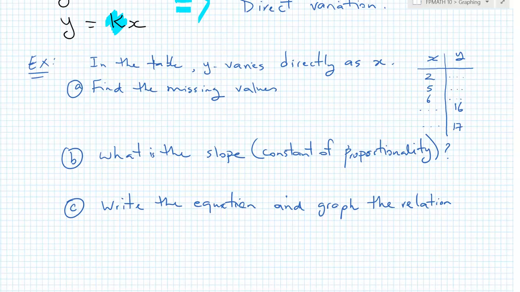We have a table which is given to you right here, and it tells you that y varies directly as x. This has to be given to you. If it doesn't, you don't know the relationship and the pattern. So the first thing is to find the missing values. So notice that in this table of values we have some missing y values and some missing x values. But here is the thing. Because it says direct variation, you can actually use the table of values to come up with the other missing values.